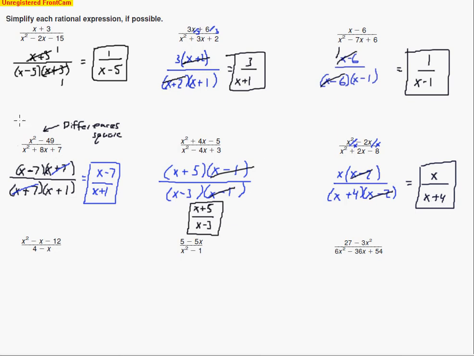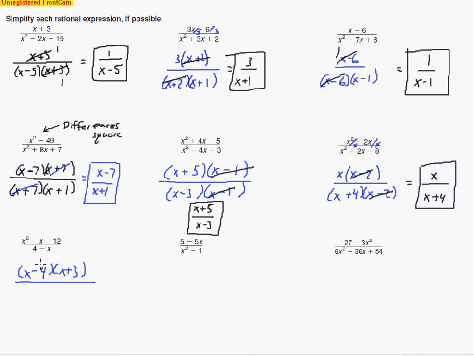Well, let's take a look at this next one. Here we have a trinomial on top. So we'll just go ahead and factor that. So it factors to an x and an x, making the x squared. Numbers that multiply to make 12, 4 and 3. To subtract to make negative 1, let's make the 4 negative, the 3 positive. From there we've got a 4 minus x.